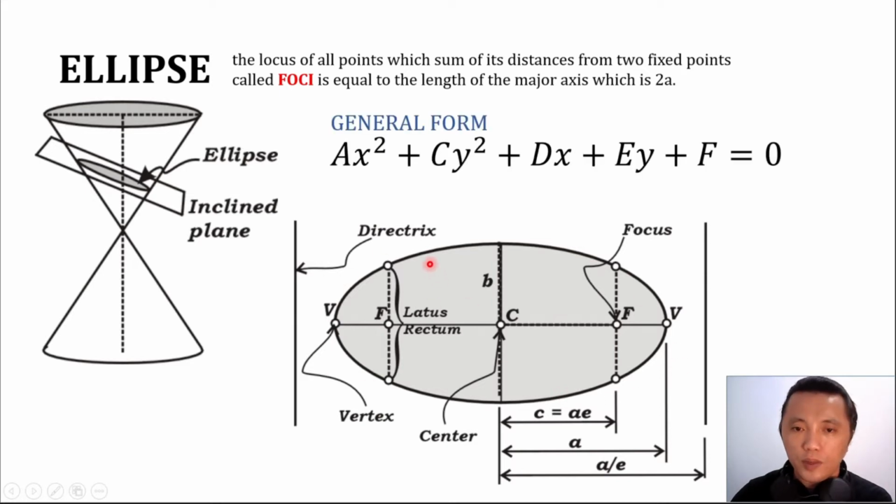So the general form is given by ax squared plus cy squared plus dx plus ey plus f equals 0. It has the same general form as a circle, but a is not equal to c. I told you earlier to take note of the values of a and c. It will be very useful in dealing with conics. So we have here the ellipse, the directrix, latus rectum, focus, the vertices, center.